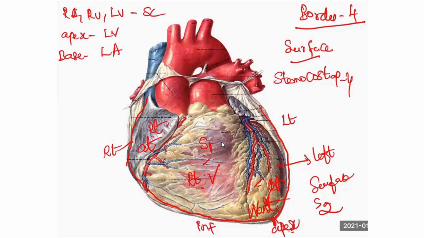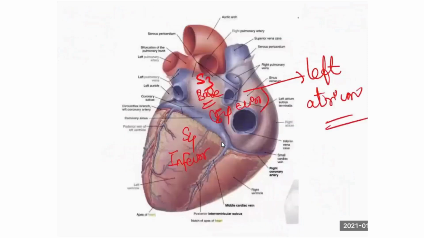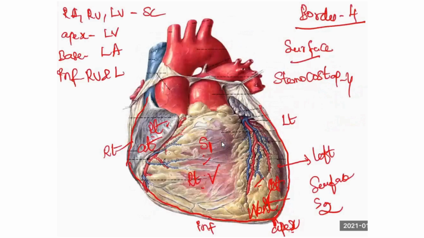Am I right? Next. This is inferior surface, right? So this is right ventricle, this is left ventricle. So inferior surface is formed by right ventricle and left ventricle. What is this surface? Left surface is formed by left ventricle only.